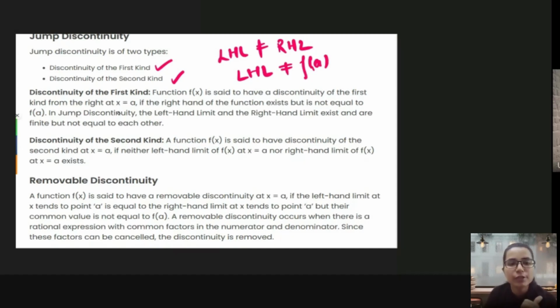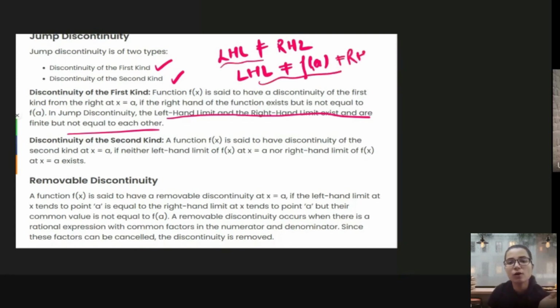In jump discontinuity, the left hand limit and the right hand limit exist and are finite but not equal to each other. So as I said, any of the limits might not be equal to the functional value, or they might not be equal to each other. So this is your discontinuity of first kind.